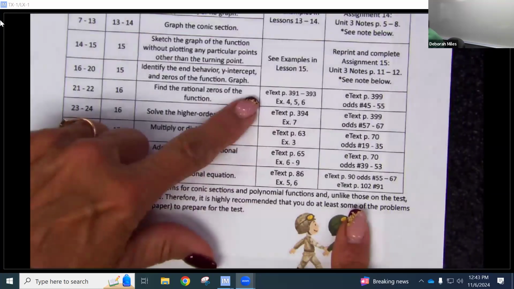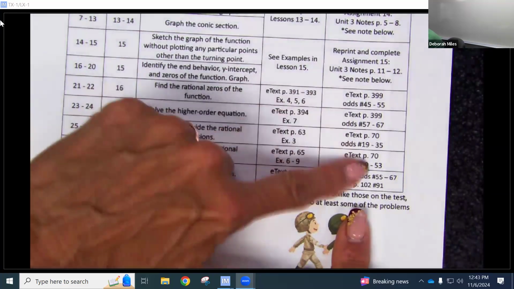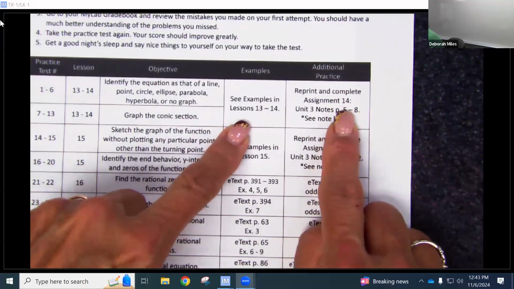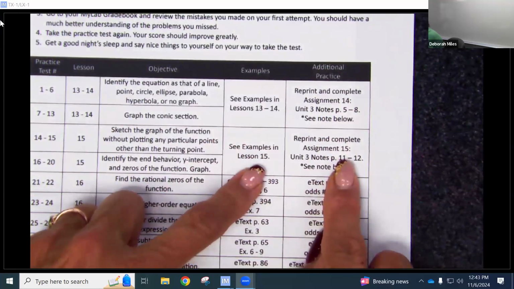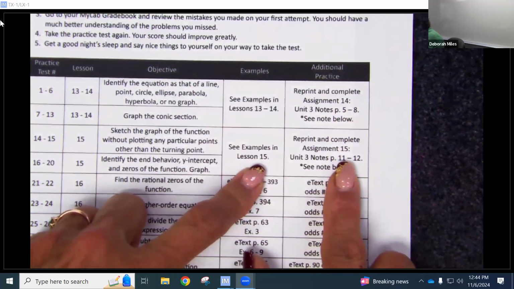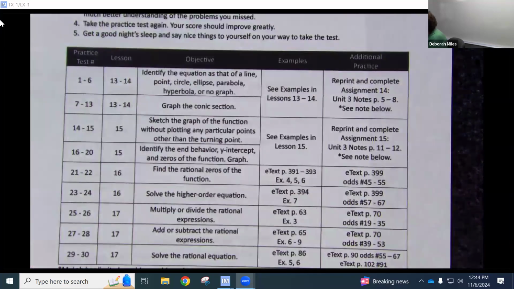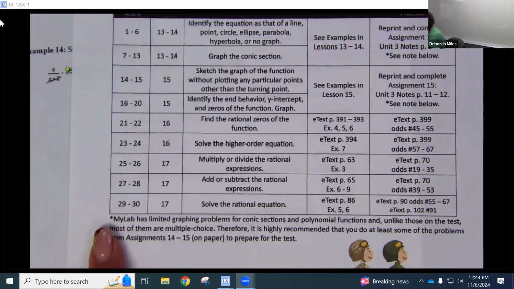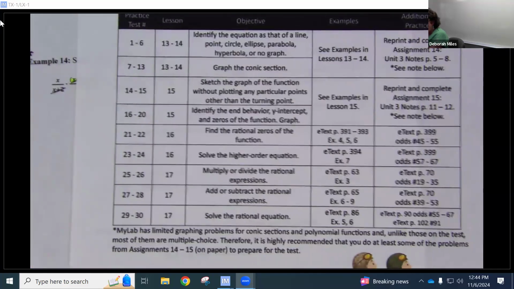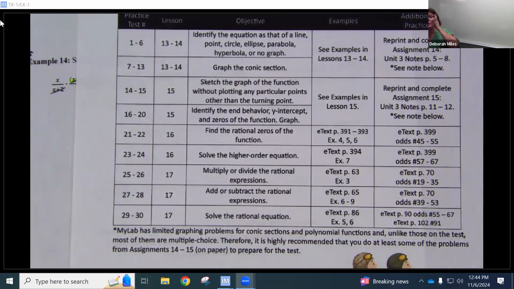So in addition to doing these problems, whose answers are in the back of the e-text, I would redo assignment 14 on paper and assignment 15 on paper, because that's what it's gonna look like on the test, not a multiple choice something. So don't just do this practice test and go, oh, I'm ready. The test has no multiple choice questions. Redo these two assignments on paper. I've corrected them on your paper, so you have all the right answers. Now I'm gonna stop the recording.